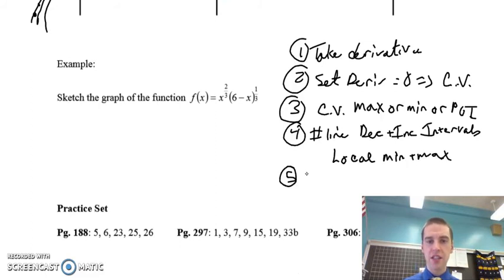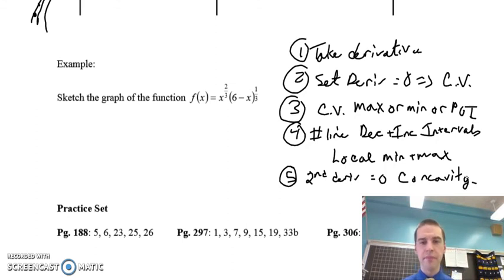5, if needed, second derivative, set equal to 0, and this will give you your concavity. Okay? And then you're going to graph it from there.